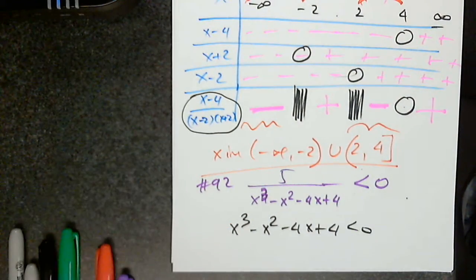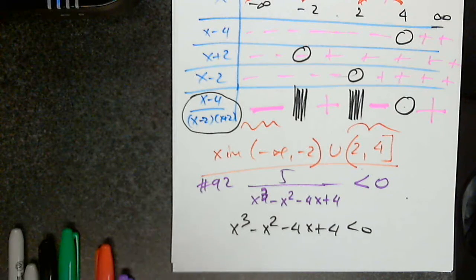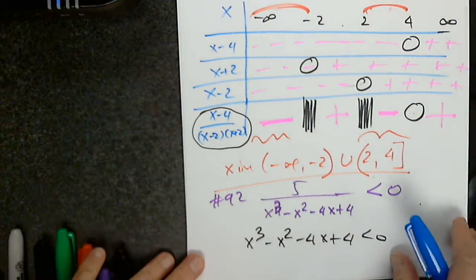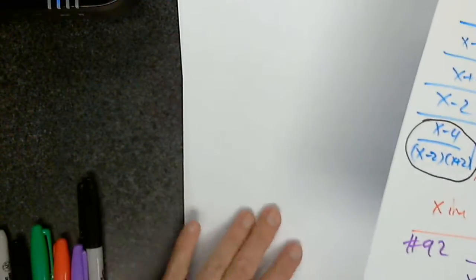This is what I have to solve. This is the inequality that this inequality reduces to. Okay. I see 4 terms. Every time I see 4 terms, what comes to mind? Grouping, right? 4 terms, always grouping.